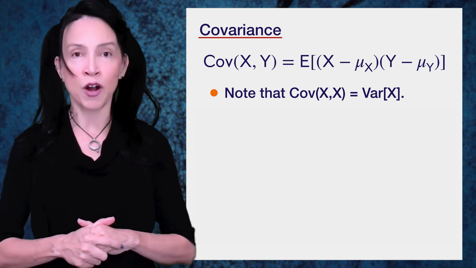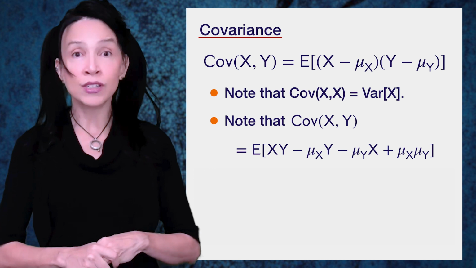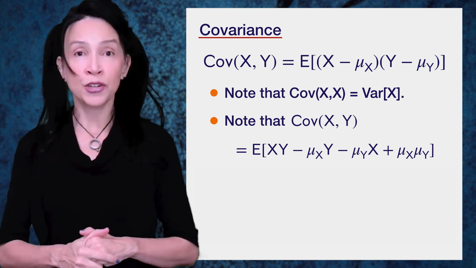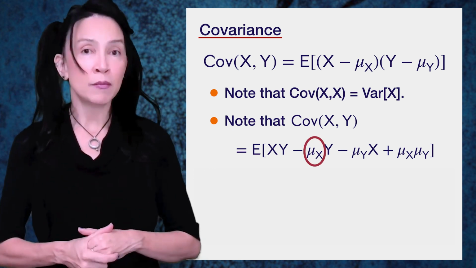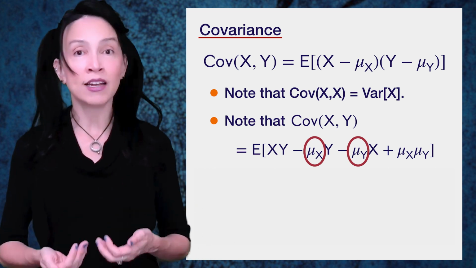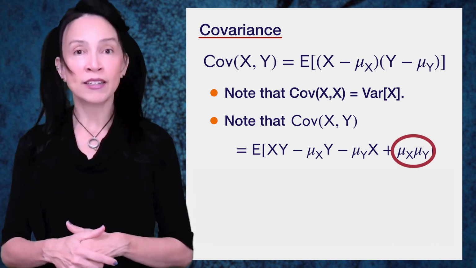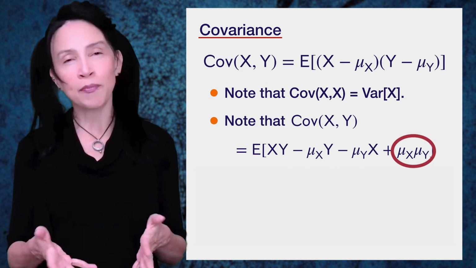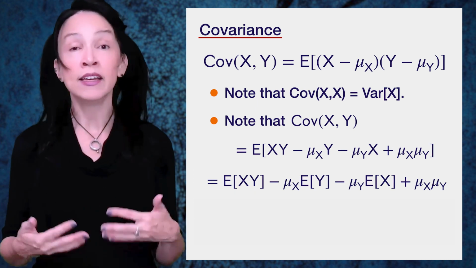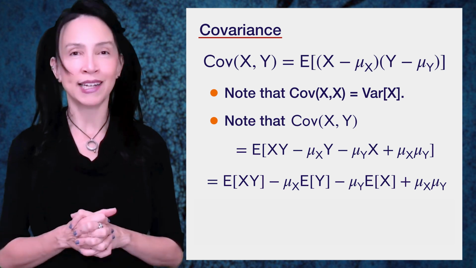Expectation is a linear operator, so I'm going to write out this covariance and multiply this out. I'm going to run the expectation through. Now keep in mind that mu sub X and mu sub Y are constants, so they can be pulled outside of expectations. And this last term is the expected value of a constant, which means you can drop the expectation. It's kind of like saying the expected value of 3 is simply 3. You don't need the expectation.